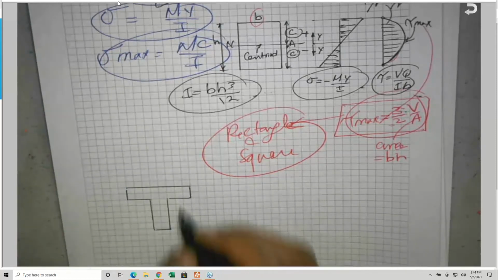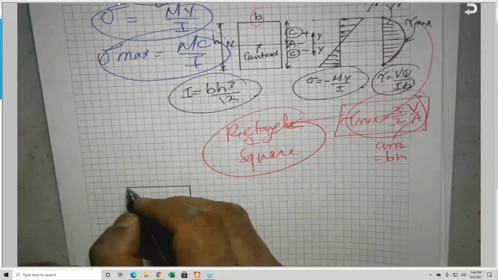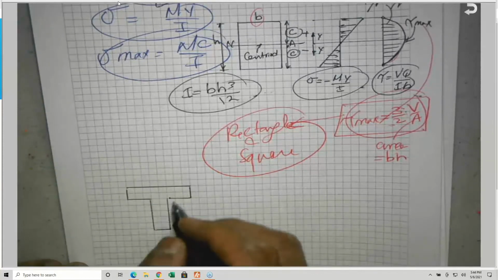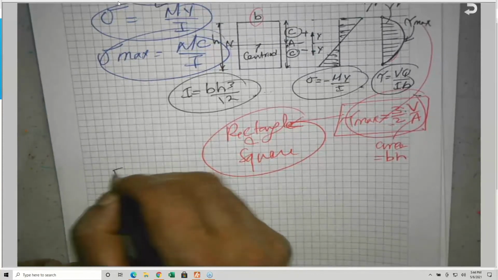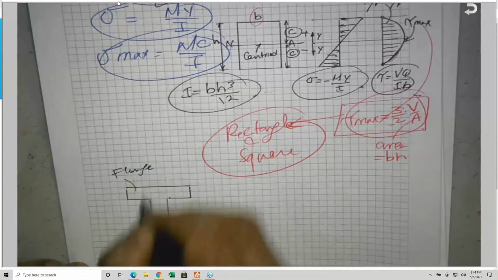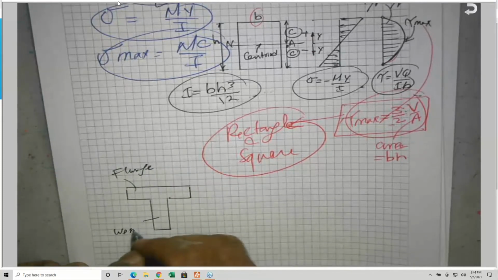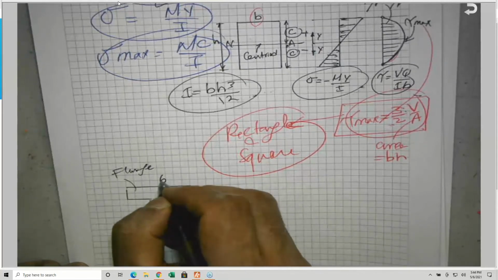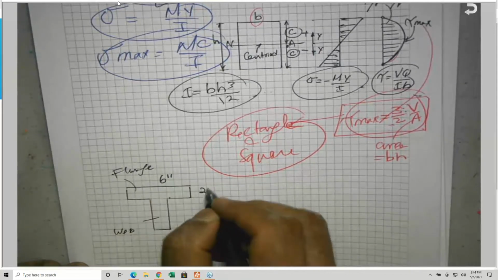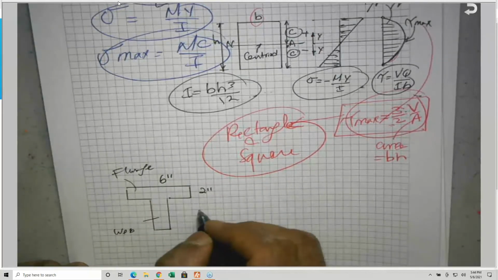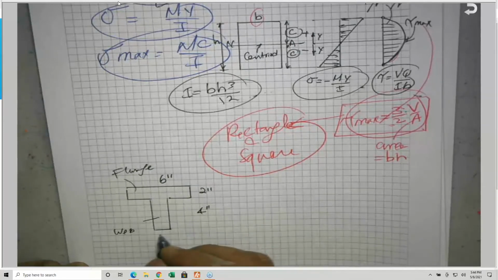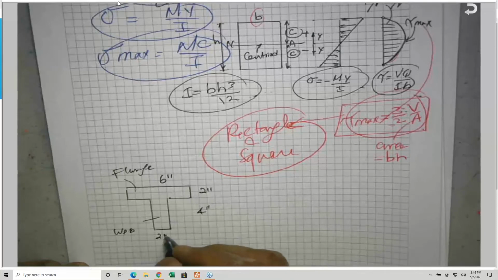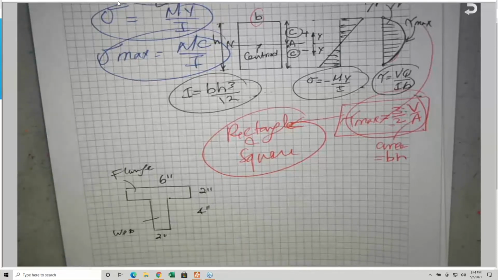So this is the T-beam. This is called the flange, and this is the web. He gave us this is 6 inches, and this is 2 inches, and this is 4 inches here, and the thickness here is also 2 inches. Is this correct?